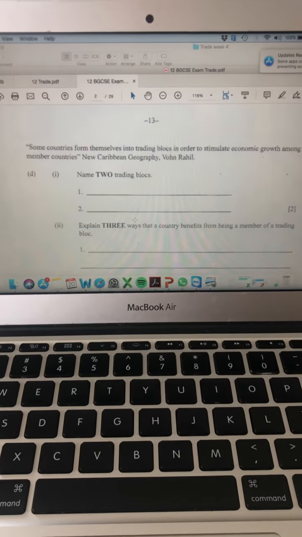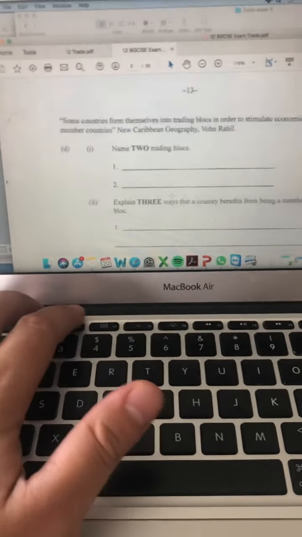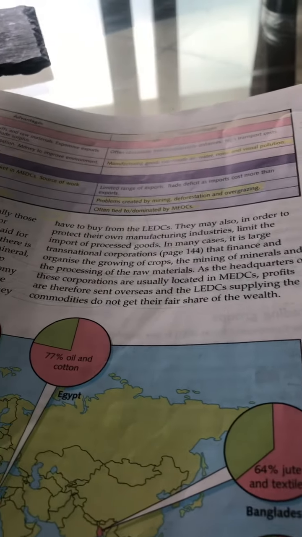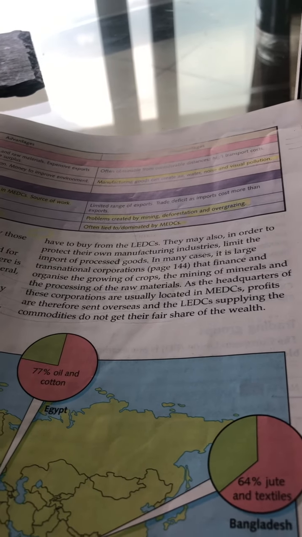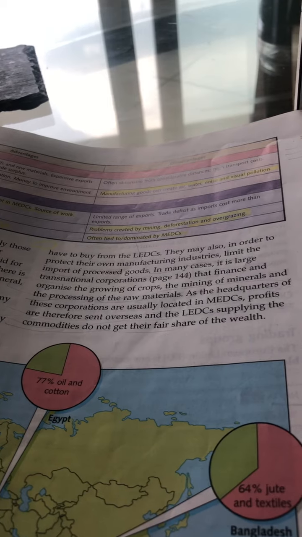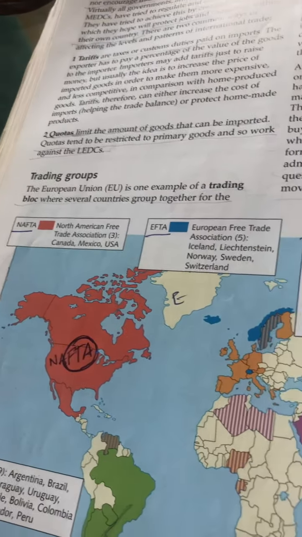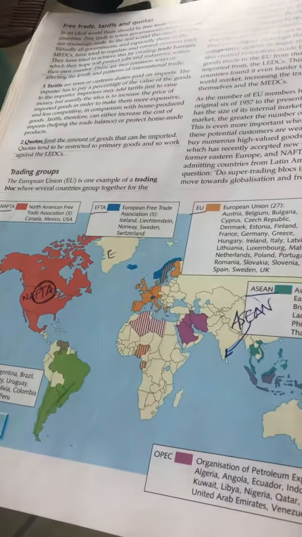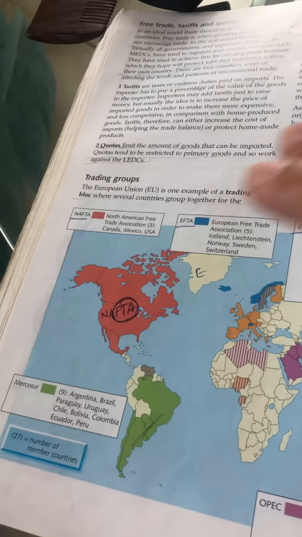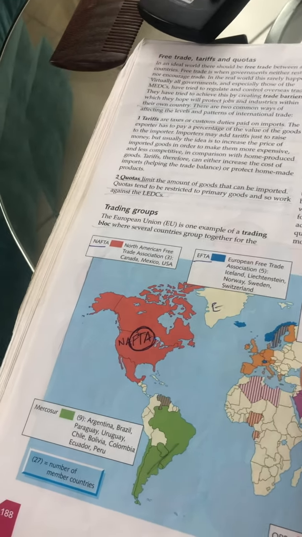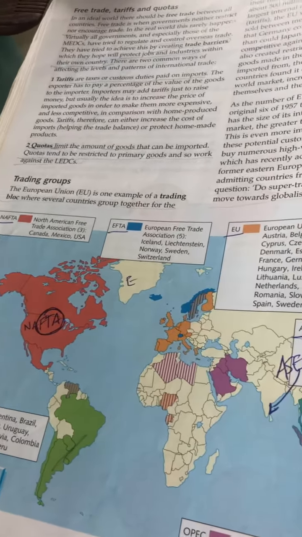Now, we've got this idea of two trading blocks, okay? So if we're going to look at trading blocks, you're going to have to go to your Bahamas Today book, okay? And on page 188 in your New Wider World, which actually talks about trading groups, it gives some examples around the world here. So we've got the EU, we've got NAFTA in North America.